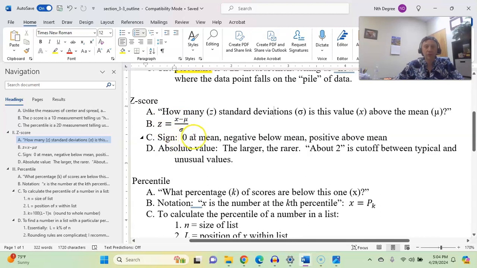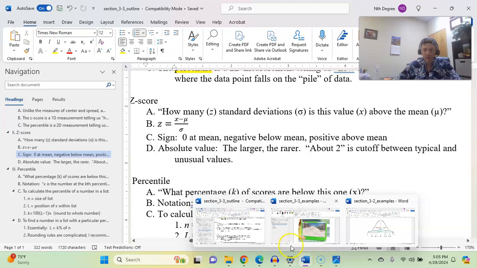That z-score will be 0 if the number that we're looking at is right at the mean. It's going to be negative for numbers below that mean and positive for numbers above that mean. So that's what the sign tells us, whether it's a positive or negative z-score. And then if we ignore the sign and look at the number part of it, the absolute value, the takeaway here is that the larger, the rarer. And we usually use a z-score of about 2 to represent the cutoff between typical and unusual values. Let's illustrate this with an example.